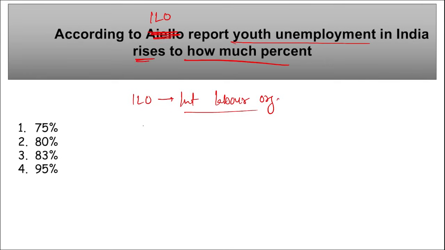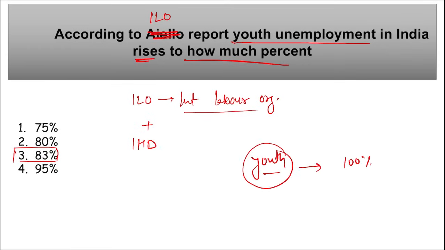So according to this report that was jointly published by ILO and IHD, that is Institute of Human Development, youth account for 83% of the unemployed workforce in India. That means if there is a 100% unemployment rate, then among this the youth will be 83, right? That means amongst the unemployed in India, 83% of those unemployed are youth, right?